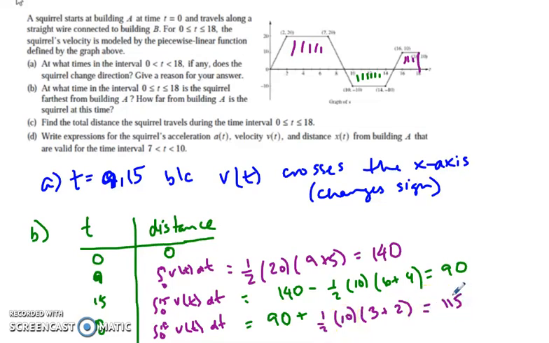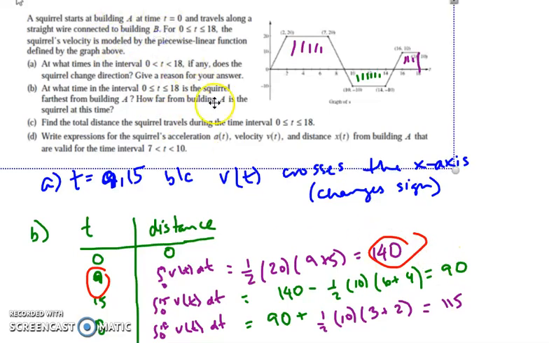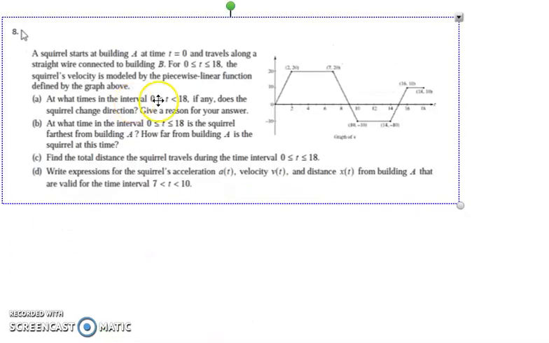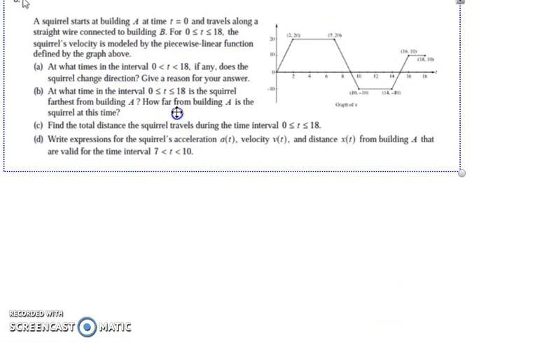So at what time is the squirrel the farthest from the building? Well, that time is going to be time equals 9, and the squirrel is 140 whatevers away from the building. So let's copy this problem onto our next page and do parts C and D.